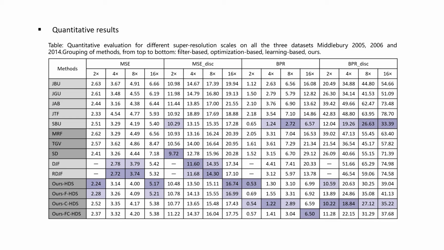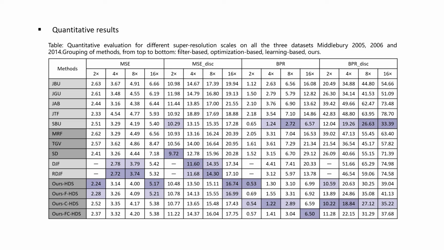Quantitative evaluations for different super-resolution scales are provided in this table. We compare the proposed methods with state-of-the-art interpolation, optimization, and learning-based methods. We use mean square error discontinuity and bad pixel rate discontinuity to evaluate the performance near discontinuities. In summary, the proposed methods are able to generate high-quality upsampled depth maps in both visual and quantitative evaluations. They demonstrate a significant improvement for the large-scale case over the current state-of-the-art approaches.